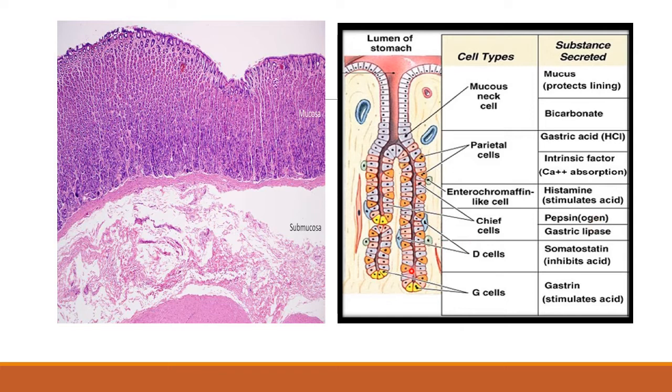Then D cells, that secrete somatostatin that inhibits the acid, and G cells, that secrete gastrin that stimulates the acid secretion. So these are the different types of cells that are present in the gastric glands and they function differently.